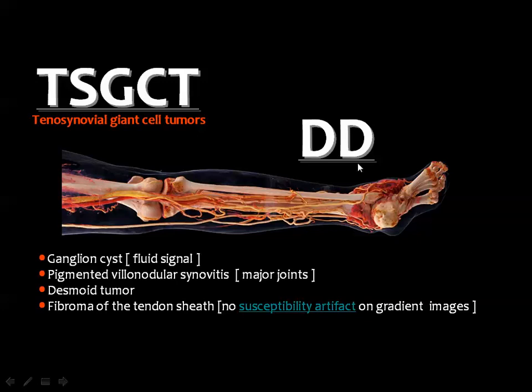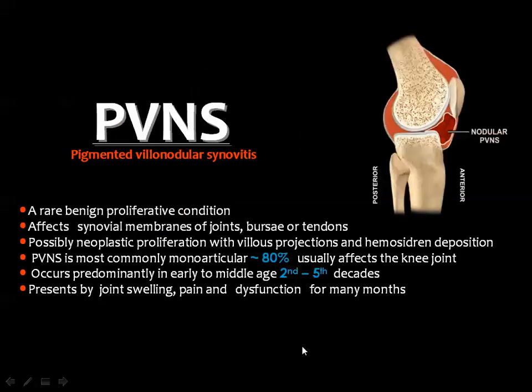The differential diagnosis of this category of lesions includes the ganglion cyst, which will show bright signal in the T2 weighted image, pigmented villonodular synovitis, both belong to the same entity. Desmoid tumor, it has a characteristic location and characteristic appearance. Fibroma of the tendon sheath does not contain hemosiderin.